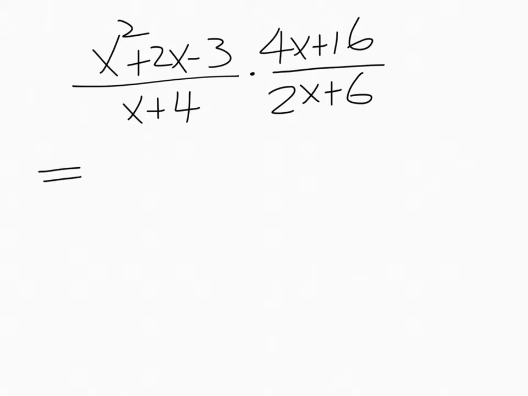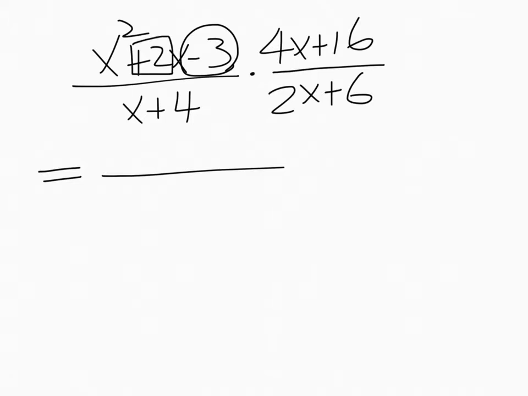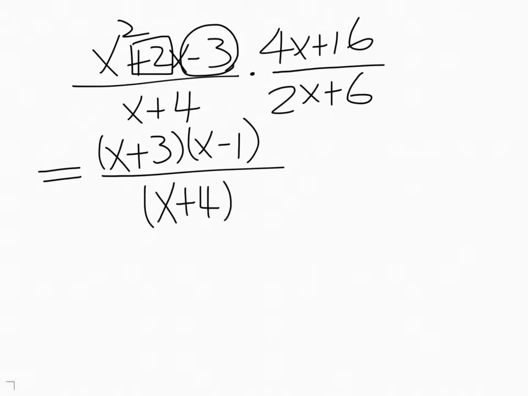Following the same information from the first example, I'm looking for two numbers that multiply together to give negative 3 and add together to give positive 2. So what are they? I'm thinking of x plus 3 times x minus 1, because 3 times negative 1 is negative 3, and 3 plus negative 1 is positive 2. At the bottom, the denominator is a linear term, so nothing I can do about it. Just copy it again.